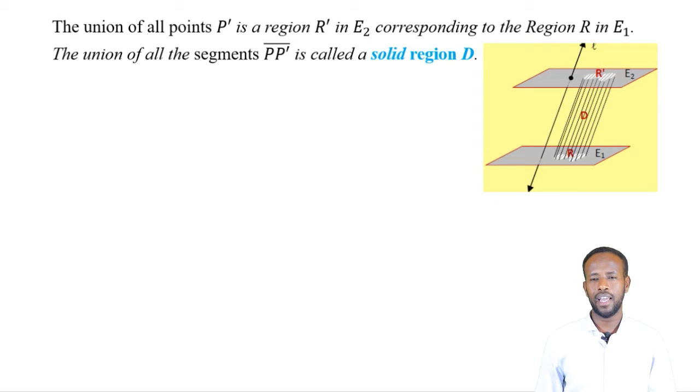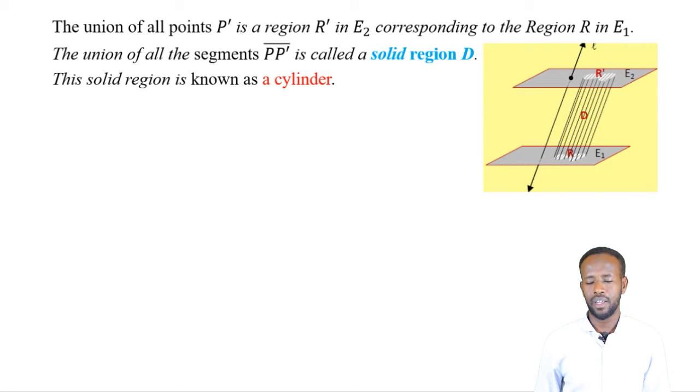They are what? Lines that join the two regions, the R in E1 and the R prime in E2. So they join and form a figure. This figure is called solid region D. And if you look at it in another way, this solid is called a cylinder. Let us see. This solid region is known as a cylinder.